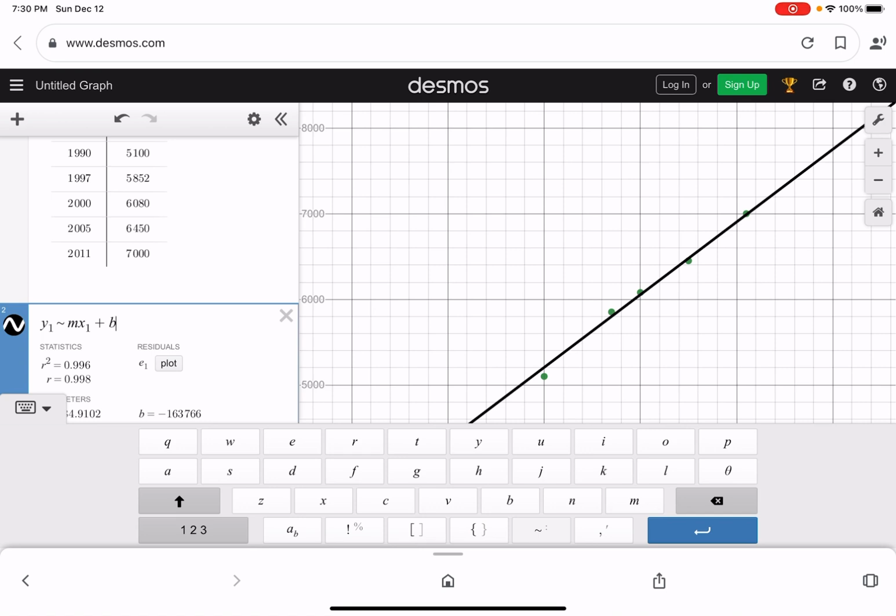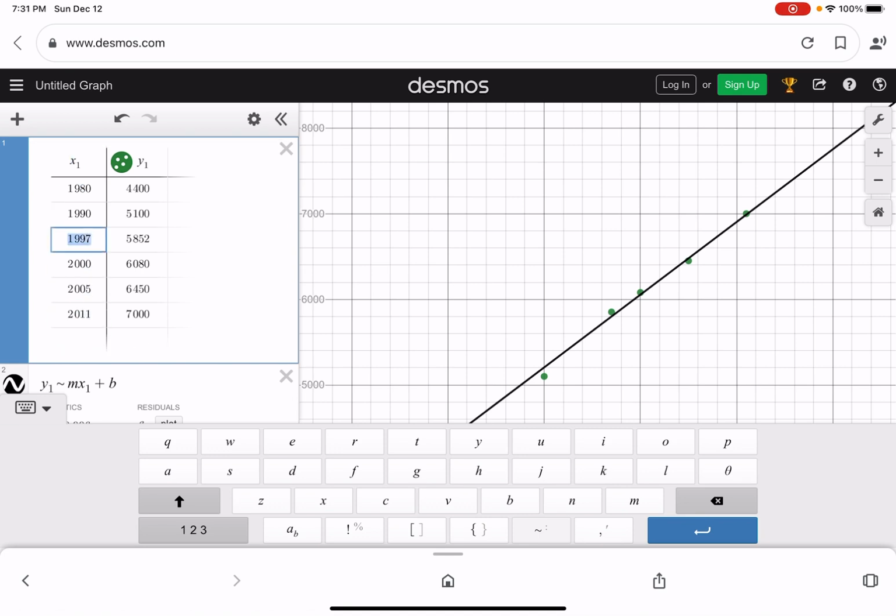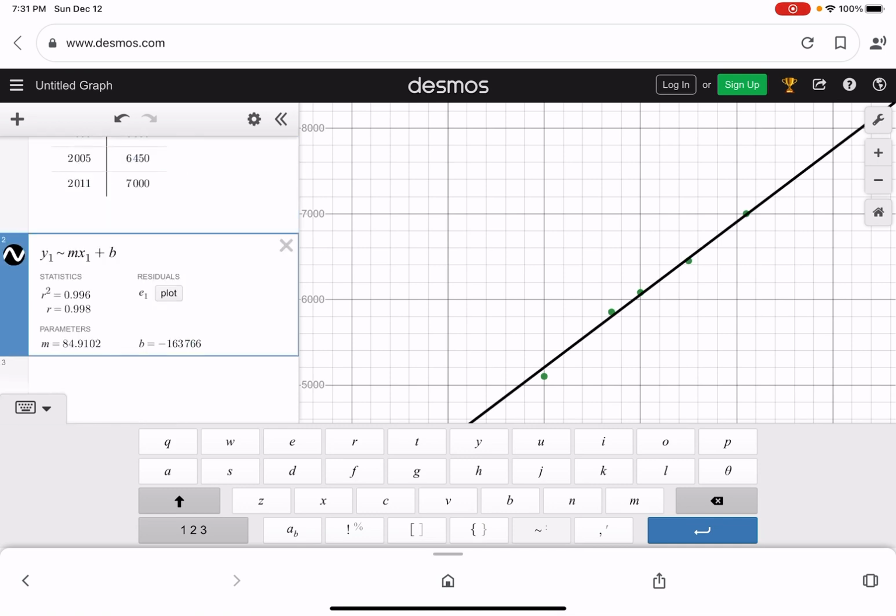Okay, so two things. I used y1 and x1 instead of just y and x, because that is what my table says. So Desmos automatically does x1 and y1 for you, instead of just plain x and plain y. So we need to use y1 and x1 to show that we're referring to that table specifically. Another thing is that we used this squiggly line, which is the approximation symbol, instead of the equal sign. So it's important that you do that as well, because the linear regression line is approximating the data. It's not going through every single point.